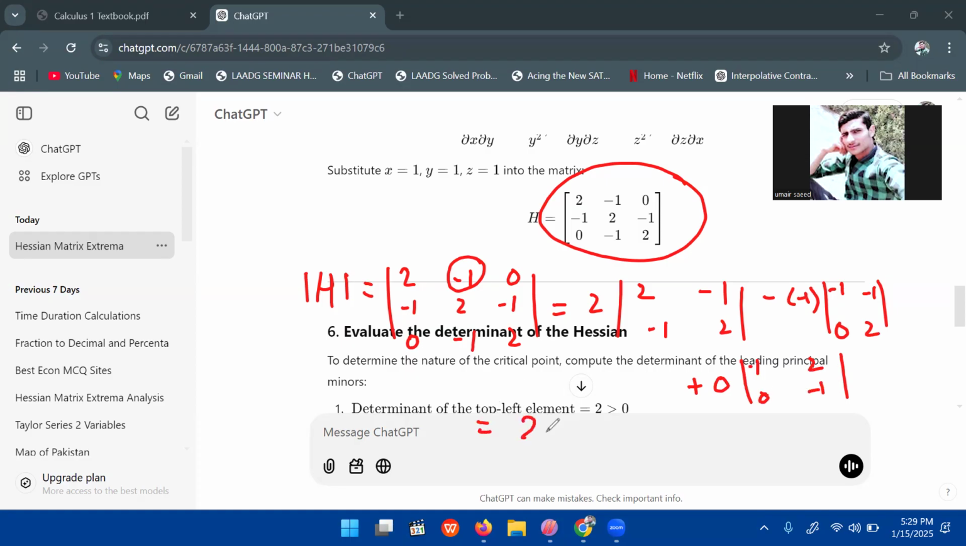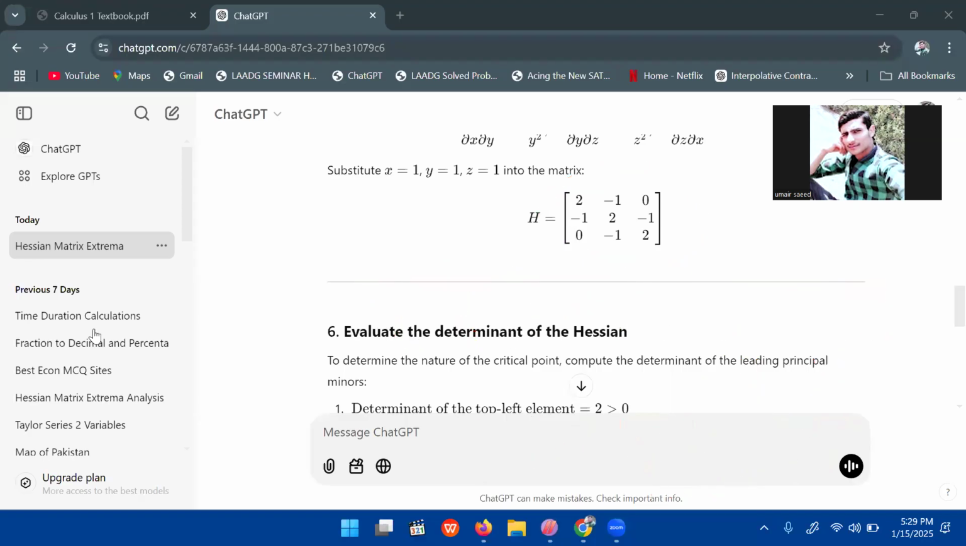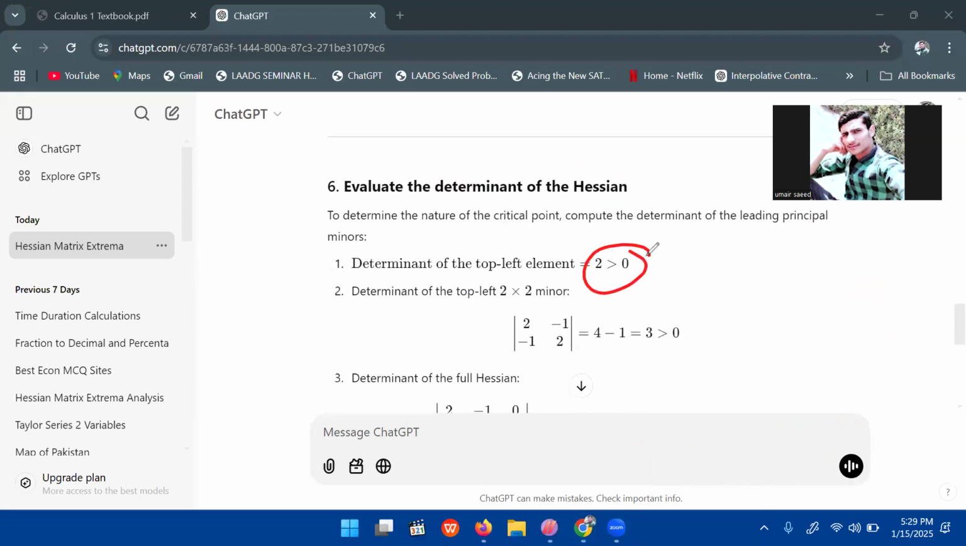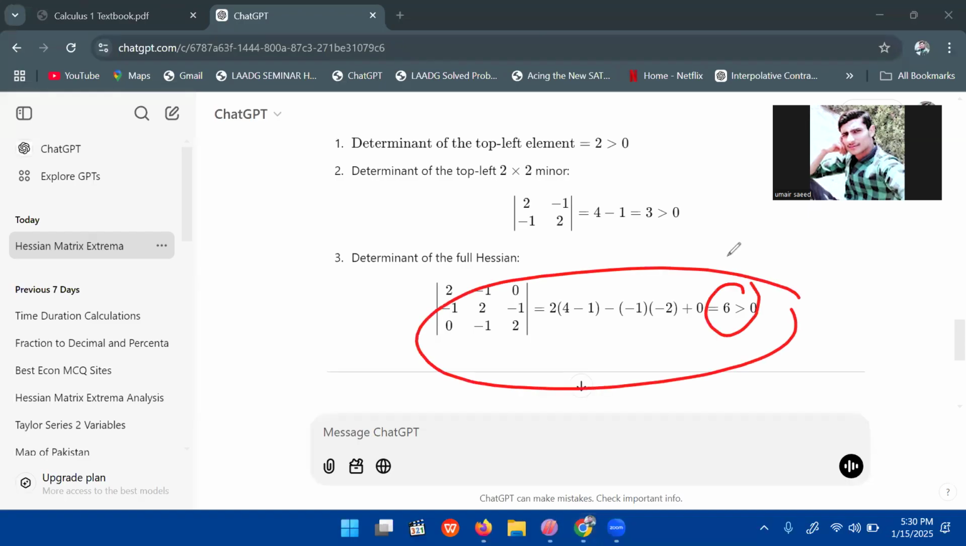You got 2 times 3, which is 4 minus 1, and then this is plus 1 times minus 2, and then here is 0. You got 6 minus 2, which is 4. So when you find the determinant, you got a value which is greater than 0. So the determinant of H, which you have found, is positive. This is your Hessian matrix.